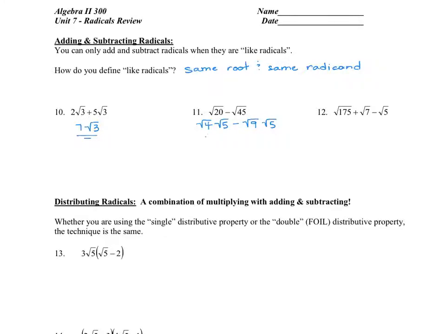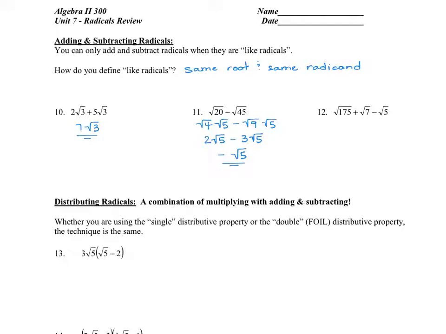The square root of 4 is 2, so I have 2 rad 5, and the square root of 9 is 3, so I have minus 3 rad 5. And now that the radicals are the same, I can subtract the numbers out front. So 2 minus 3 is negative 1, or simply just negative rad 5.